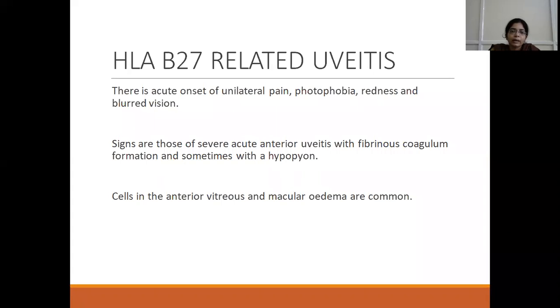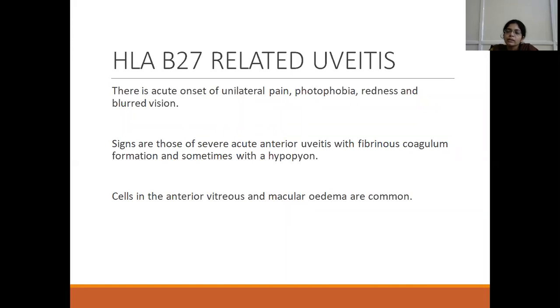Now, one more important part is HLA-B27 related uveitis. What are the conditions related with HLA-B27? Those are ankylosing spondylitis, Reiter's syndrome, as well as juvenile idiopathic arthritis. All these three conditions have arthritis and there can also be uveitis. The uveitis here is usually a non-granulomatous, acute uveitis, but in juvenile arthritis, it can be a chronic non-granulomatous variety.